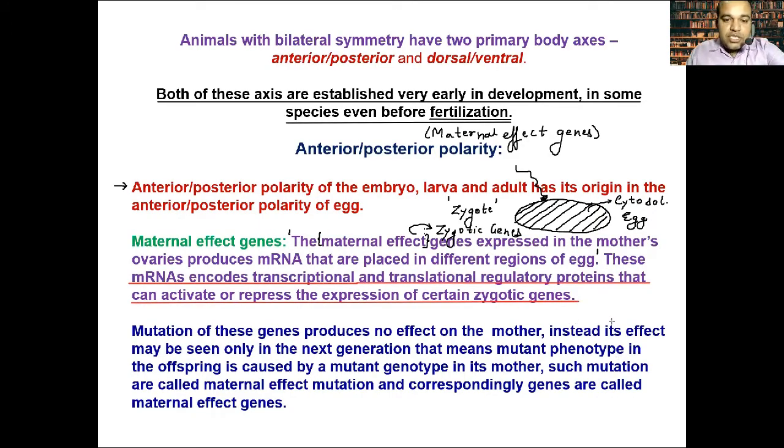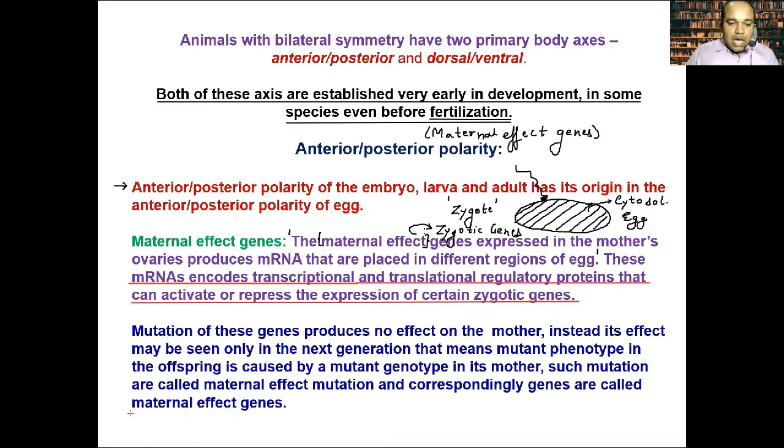Mutations of these genes produce no effect on the mother. Instead, the effect is seen in the next generation. That means the mutant phenotype. So mutations have been reported to be present in the case of mutant phenotypes. These genes are the maternal genes, and the corresponding genes are called maternal effect genes.